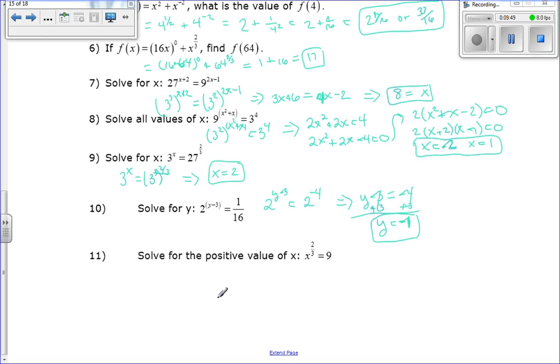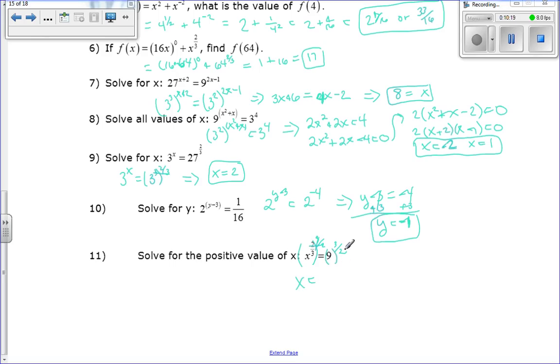For number 11, it says to solve for the positive value of x. So that means if you were to get a negative value, you would reject it. But in this case, we just need to use the reciprocal power because my base is unknown. My reciprocal power is 3 halves. On the left, they cancel out. So x is equal to 9 to the 3 halves.